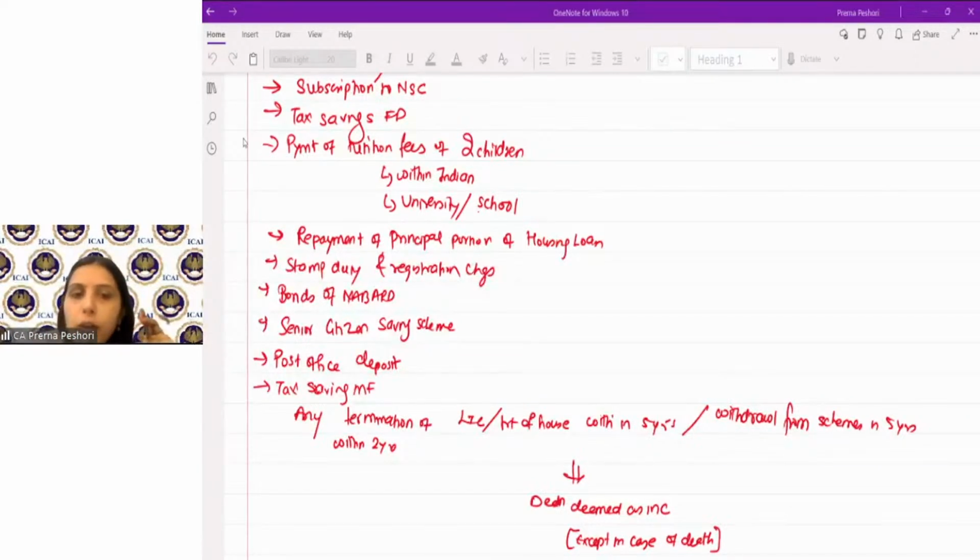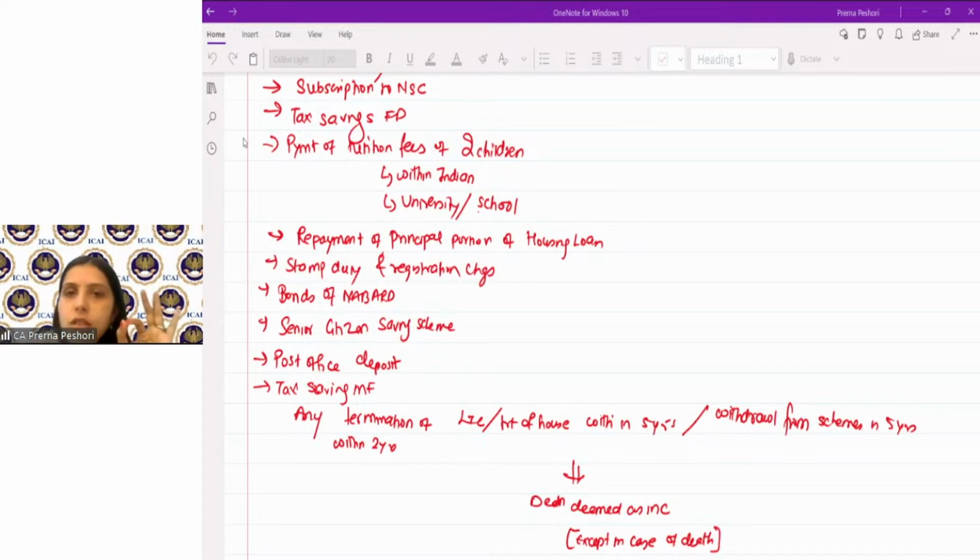And for ULIP, what is the additional condition? For the ULIP, the additional condition is that exemption under 10(10D) would not be available with respect to any ULIP if the amount of premium payable exceeds 2,50,000. This is only for ULIP, right? However, if it is received on the death of the person, then exemption would still be available even if the premium exceeds 2,50,000, right?